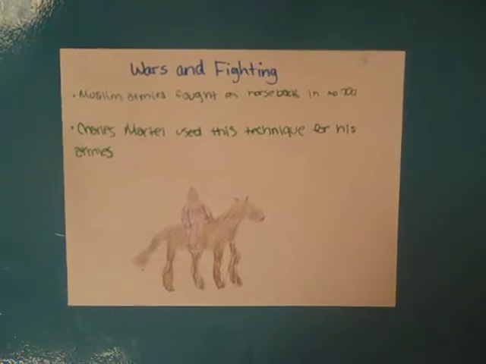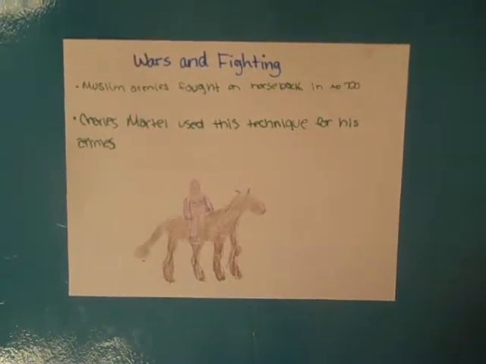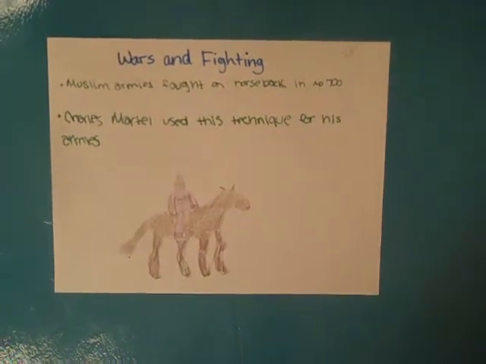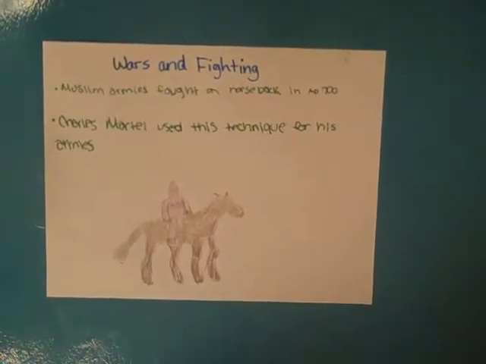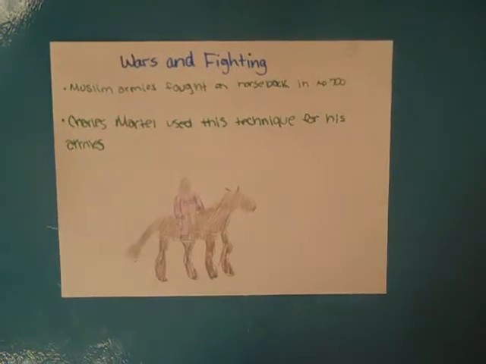Wars and fighting. Muslim armies fought on horseback in AD 700. Charles Martel used this technique for his armies. This picture is of an army man fighting for his country.